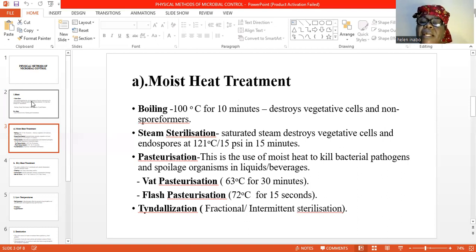Now, comparing tyndallization and steam sterilization, it's obvious that you don't have to wait for 3 days to achieve sterilization when you can use the autoclave with saturated steam under pressure to achieve sterilization at 121 degrees Celsius in 15 minutes.